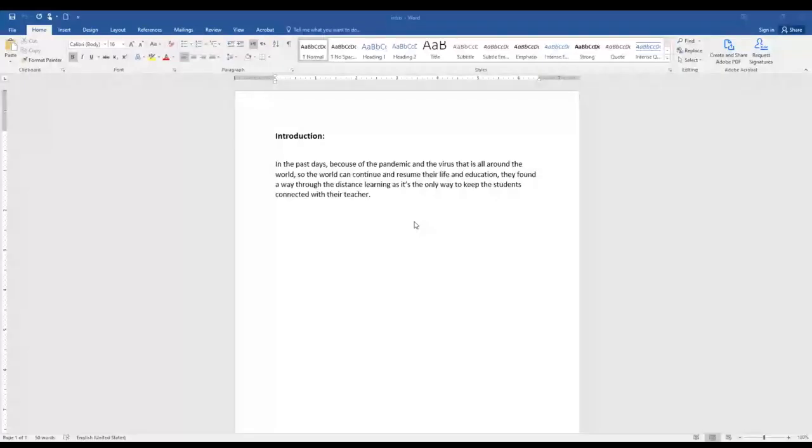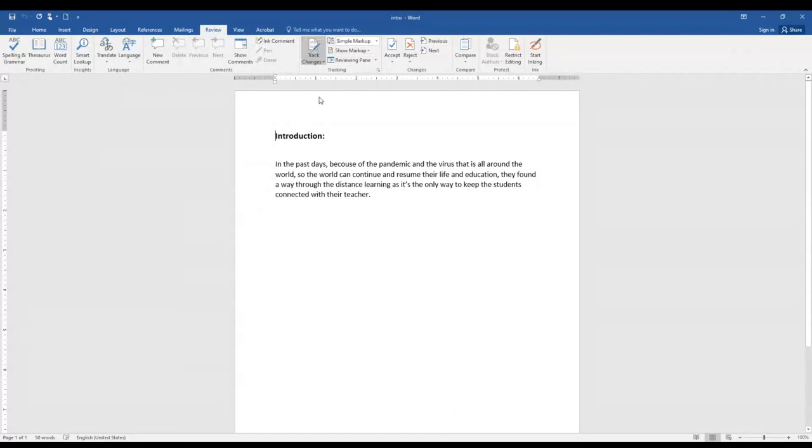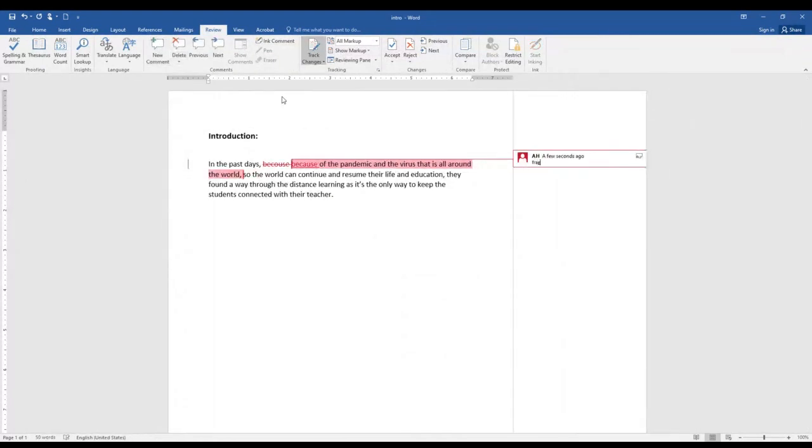Yeah. In the past days, look here. In the past days, because you have to be careful for spelling, right? Because of the pandemic and the virus that is all around the world, so the world can continue. This is, by the way, a fragment. This is a fragment, Binti. What do you mean by fragment? This is not a sentence, right?